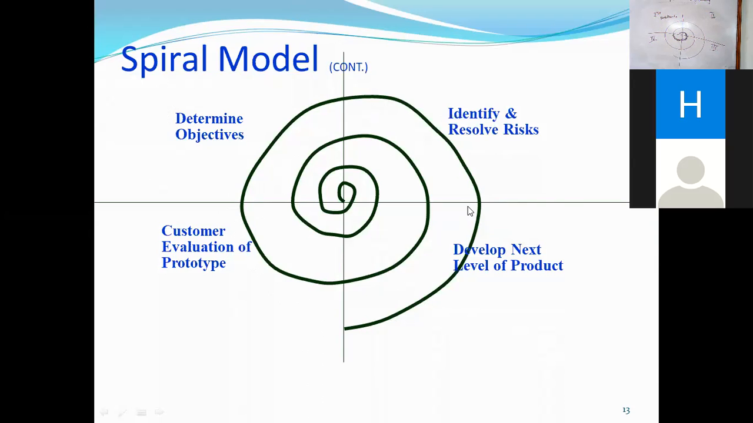As in spiral model, there is no fixed sequence or fixed kind of phases. It is up to the developer side to decide all these phases, and the sequence of these phases needs to be decided in every different project.